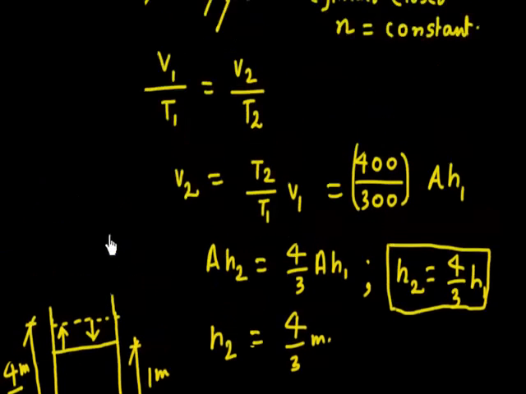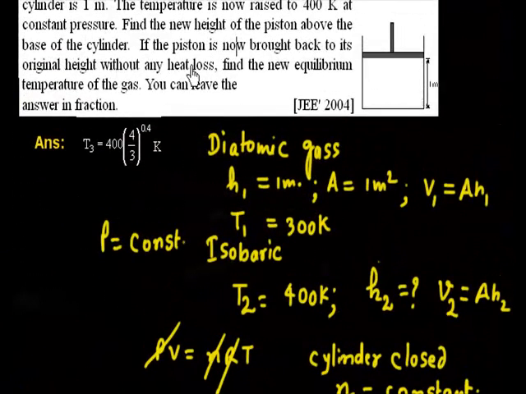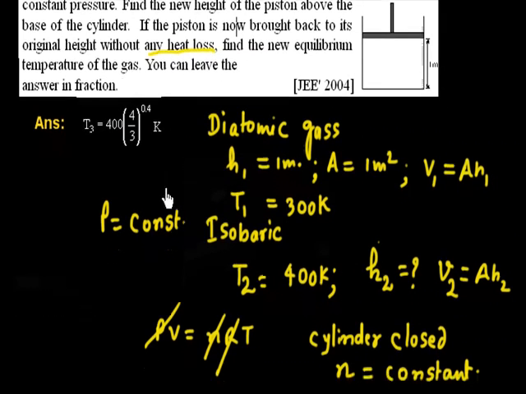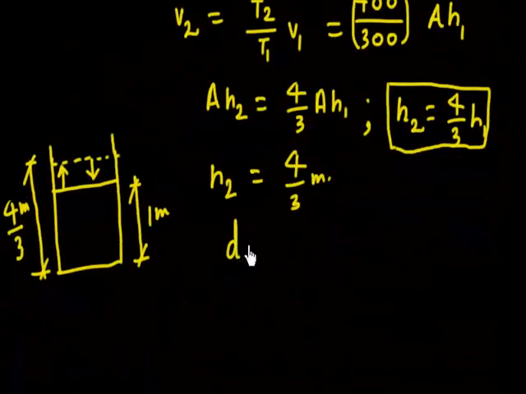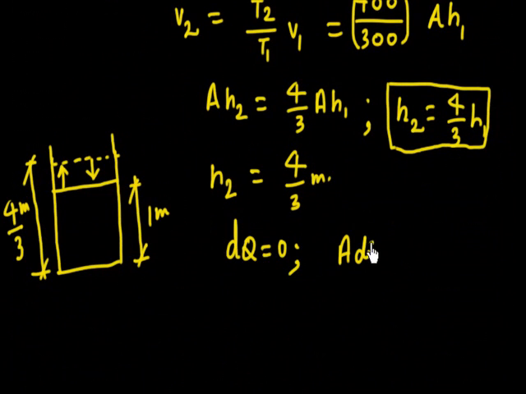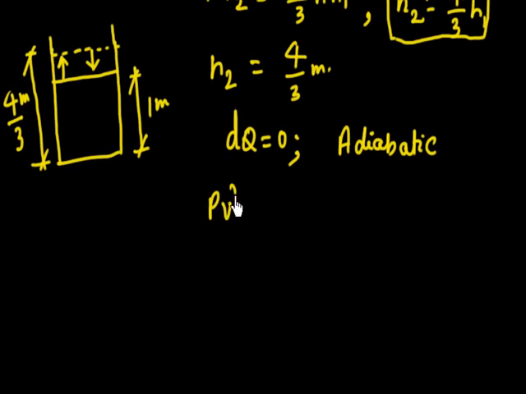Now see what the question says in the other part. You have to calculate the temperature when it is brought back to its original height without any loss of heat. This point is important: without any loss of heat. What is the new equilibrium temperature? So no loss of heat means dQ is 0. If dQ is 0, what is the process? If dQ is 0, the process is basically adiabatic. Are you getting it? So the process is adiabatic. This means PV to the power gamma is equal to constant.